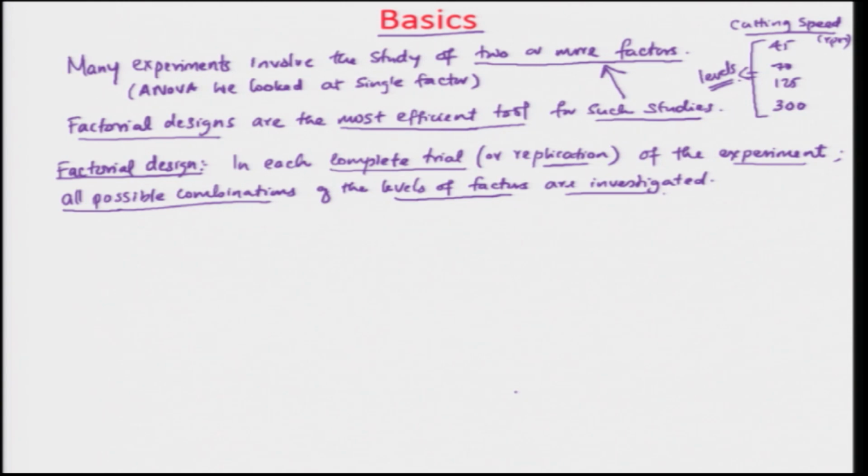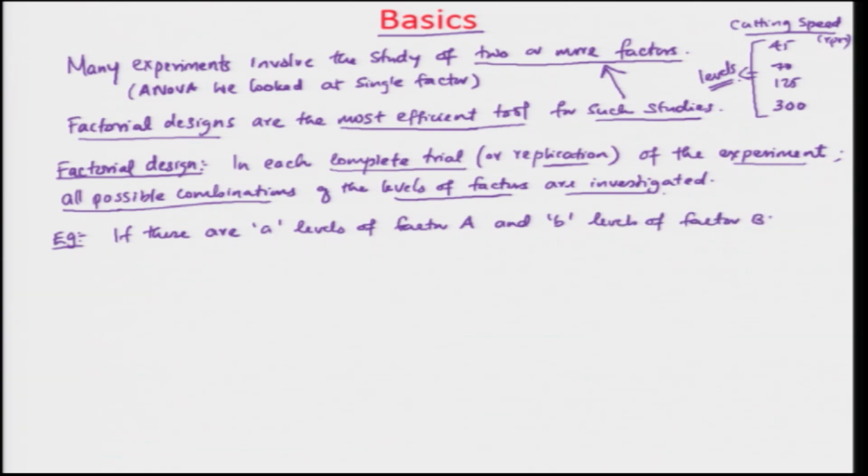Okay. So then one way to think about this example is that if there are a levels of factor A and b levels of factor B, then each replication, or what we call each trial, contains all ab combinations.